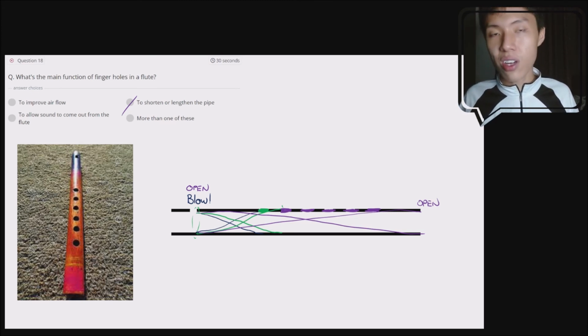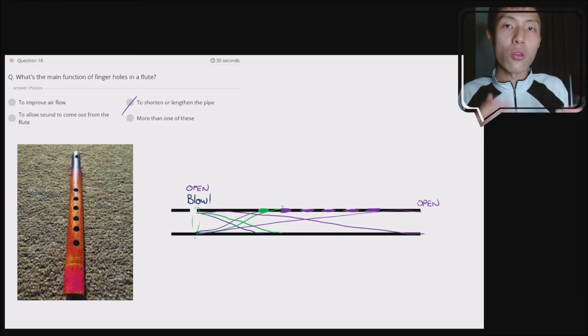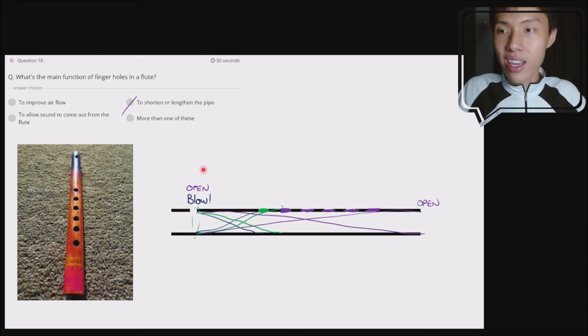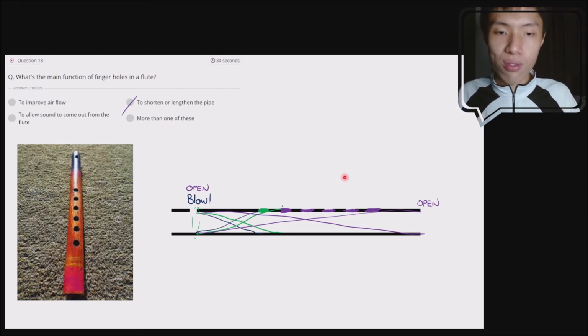Okay, you can try this out. If you close all the holes and you blow on the flute, it should be a lower tone. But if you open up all the holes and you blow again, it'll be a higher tone. Something like that. You can go try it out yourself. Okay, so this is question 18. So let's move on to the next question.